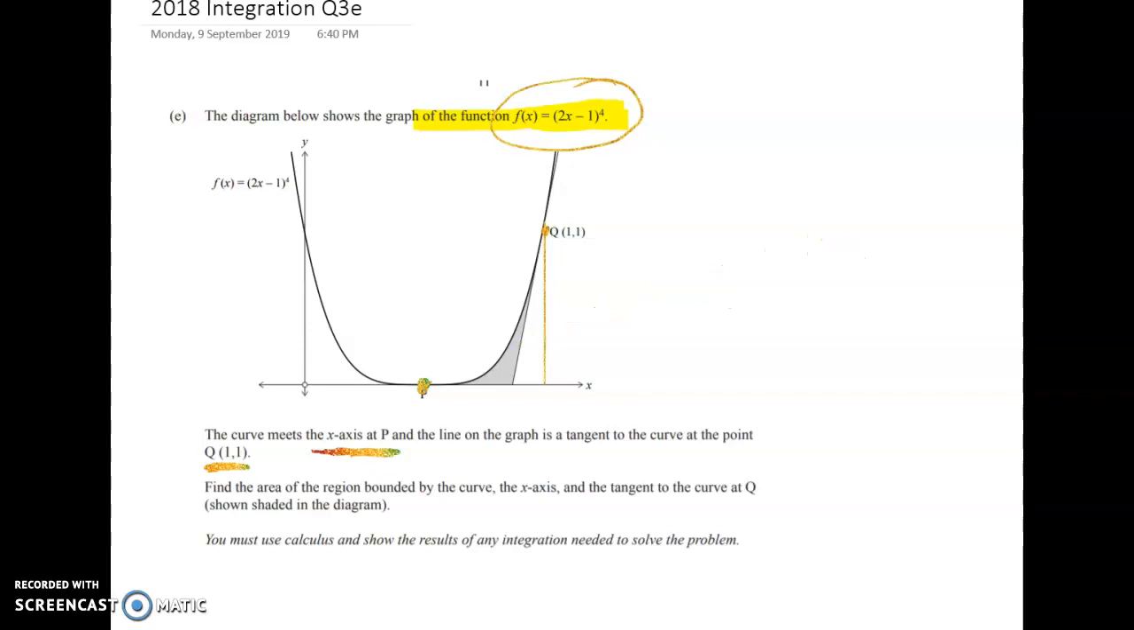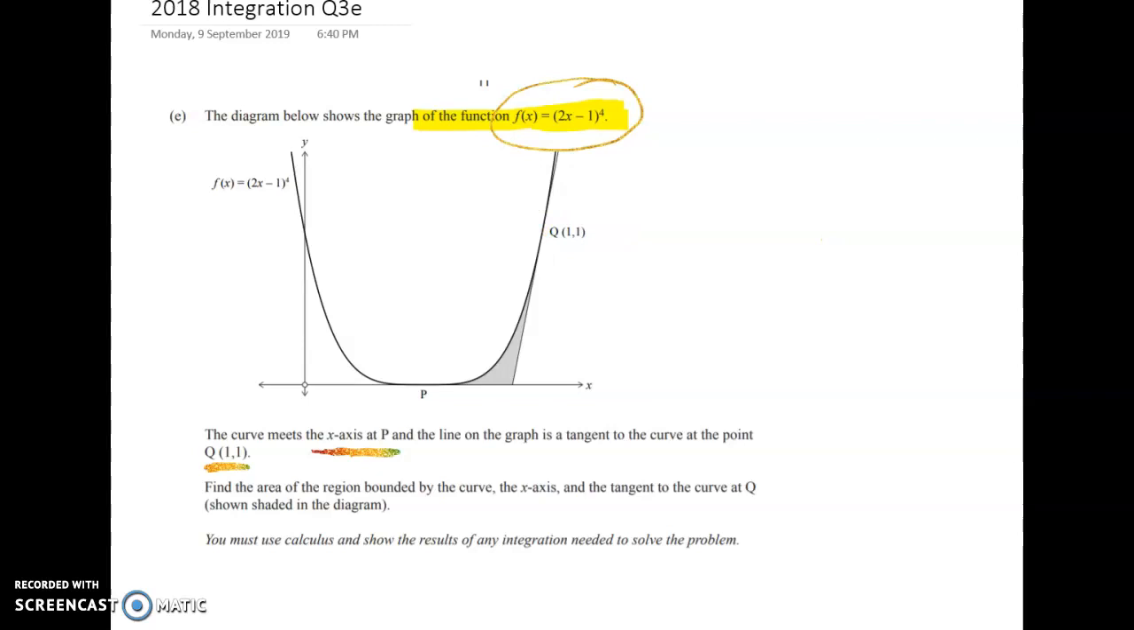What we can do is we can integrate between this point here, whatever this is, and this point here. And then this area in here is just going to be the area of a triangle. So we're going to use half the base times the height. So that's the basic strategy. What we have to do now is to figure out the values of some of these points.